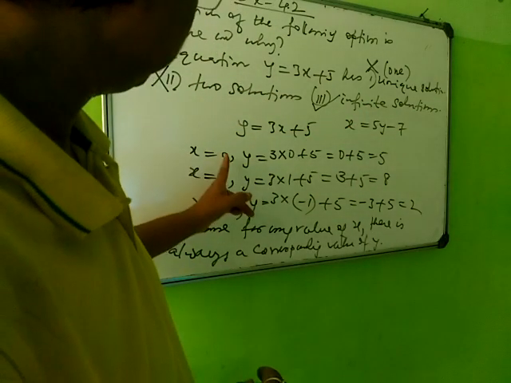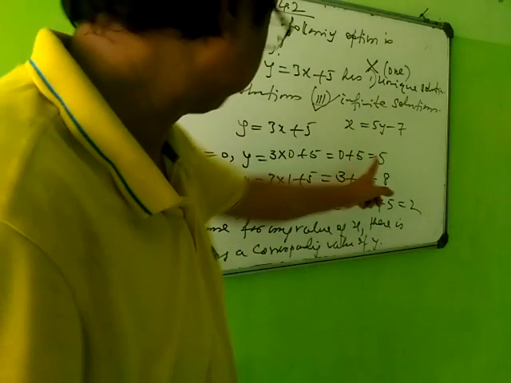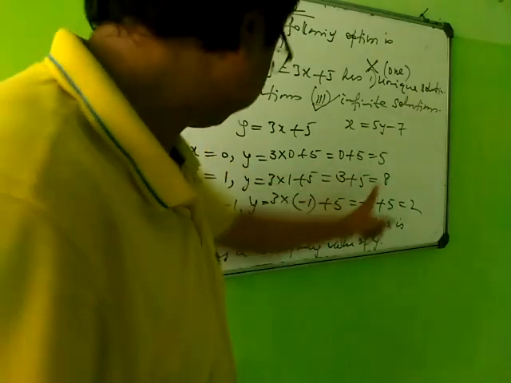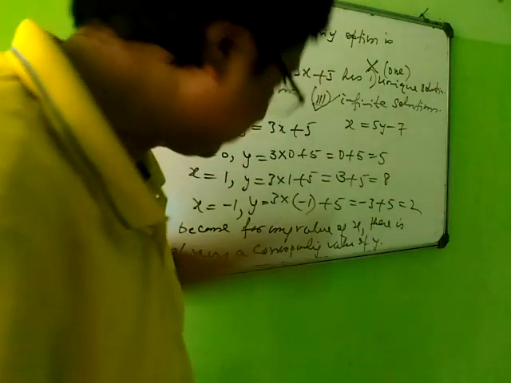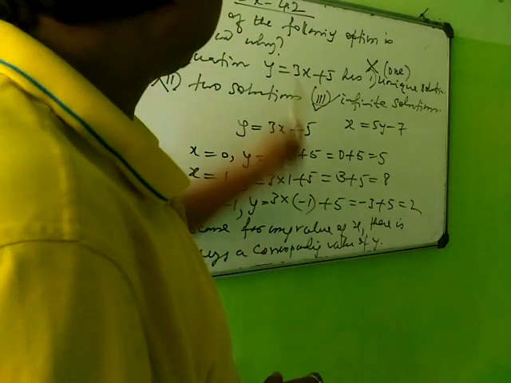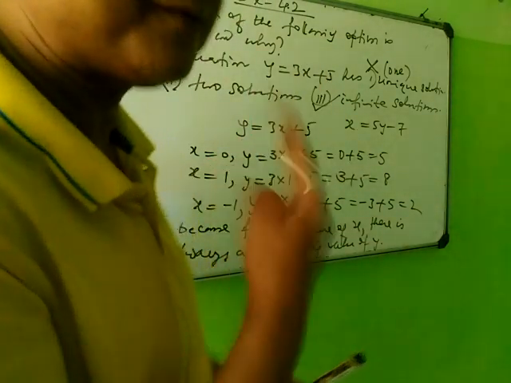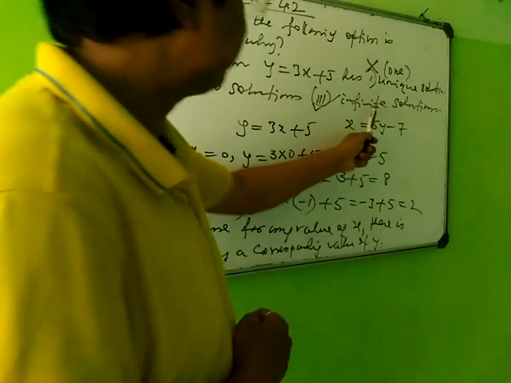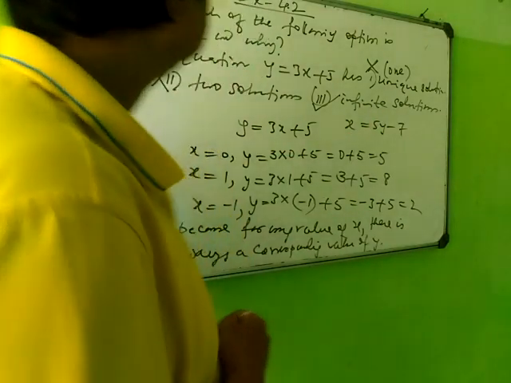So here now you see 1. So 0, 5, 1, 8, minus 1, 2, like this you will get so many. That is why a linear equation in two variables always has got infinite solutions.